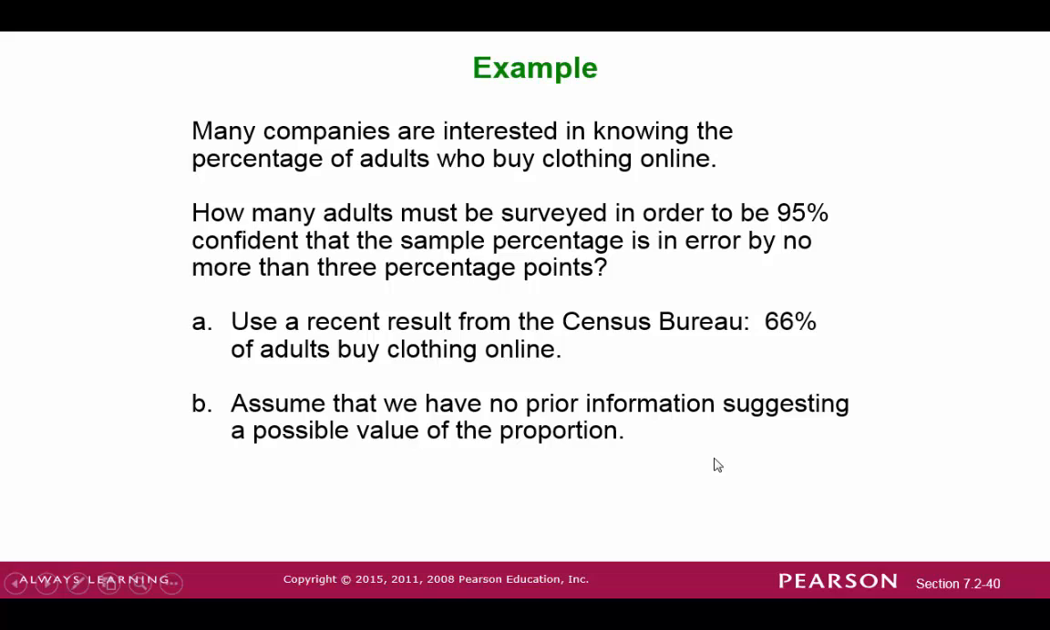Here we have companies interested in knowing the percentage of adults who buy clothing online. How many adults should you survey in order to be 95% confident that the sample percentage is in error by no more than 3 percentage points? Here are two different scenarios. One of them uses a recent study by the Census Bureau that 66% of adults buy clothing online. So the 66% will serve as our p hat. That's different from our second example, where we have no prior information. Let's see these two scenarios play out.